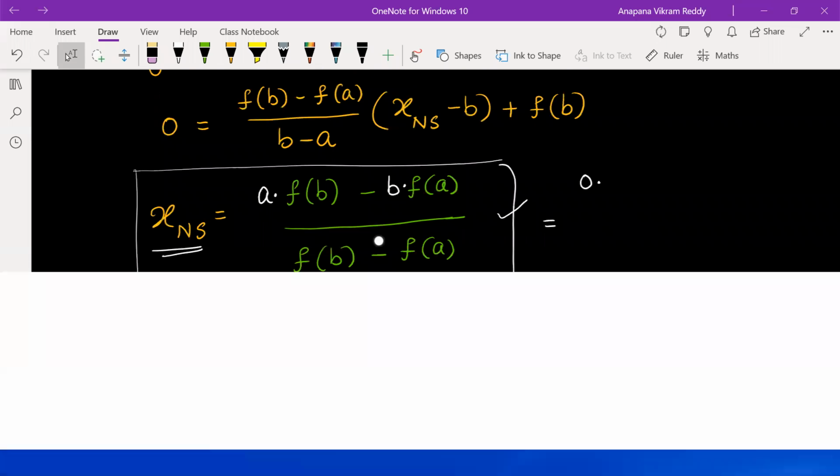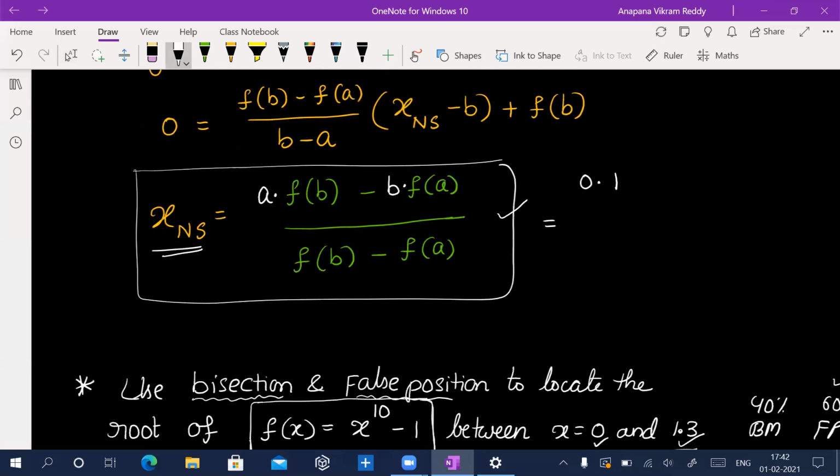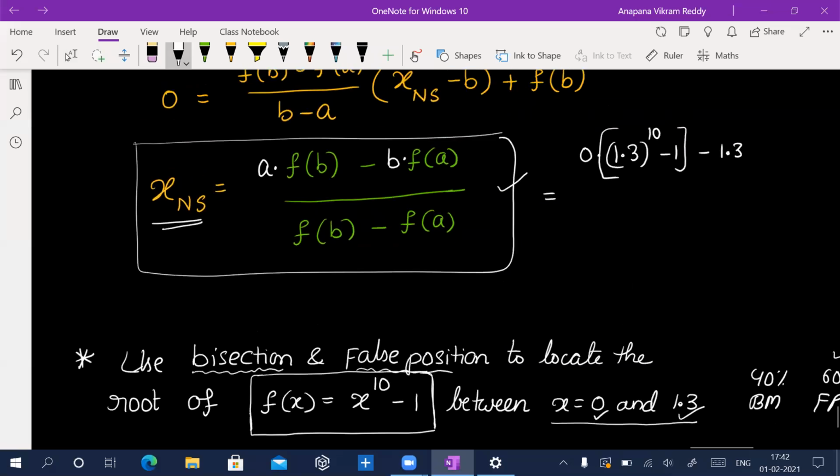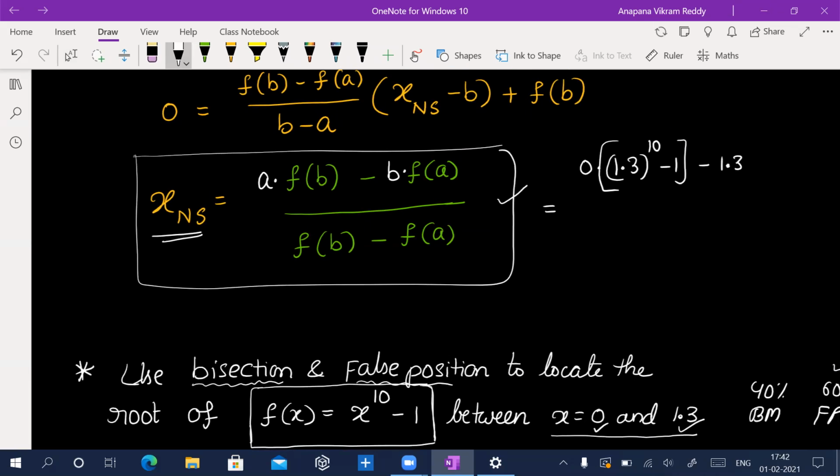Okay. 1.3 power 10 minus 1. Okay. Minus B. My B is 1.3. What did you get? Minus 1, sir. Are you sure? Okay, I'll do 1.3. f of A is equal to 0. So 0 power 10 minus 1.